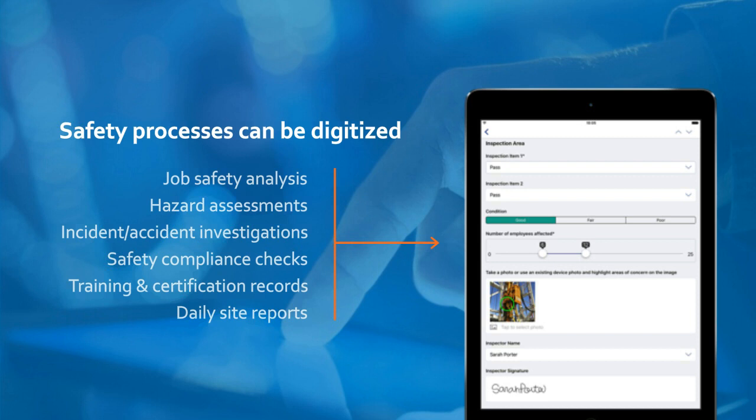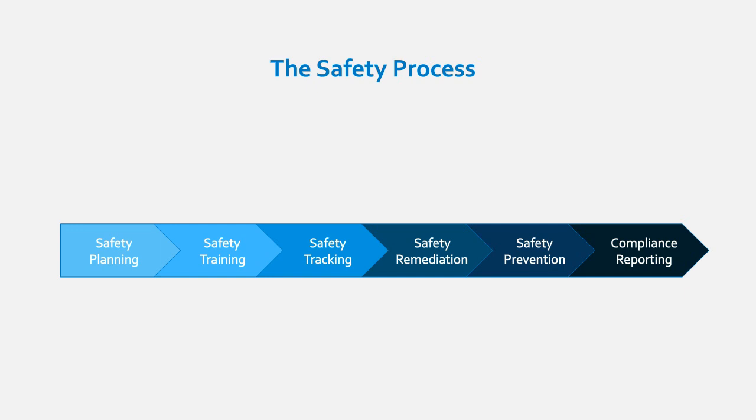So a lot of people on this call, and I've used the term safety process here, but in many cases it could be a compliance process. But in essence, these are, I would say, the foundations of the infrastructure for your program, right? Which include planning, training, tracking, and then remediation when you do find any type of issues, and then safety prevention, and of course compliance reporting.